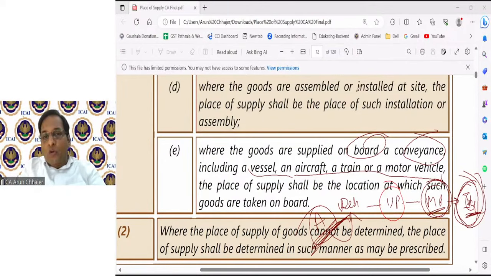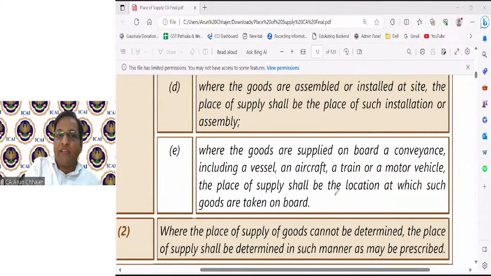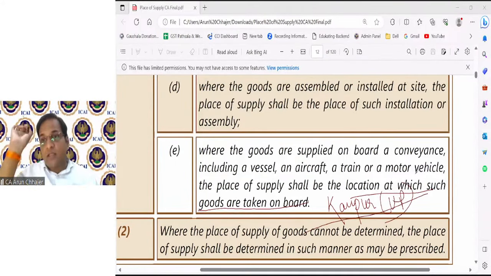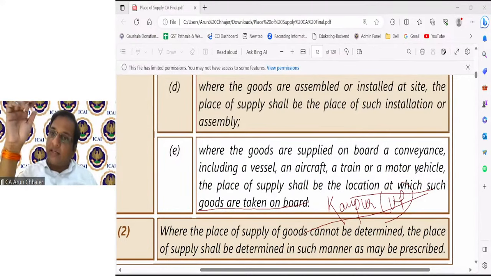So for the sale of goods by IRCTC to any passenger, whether purchasing at Delhi, UP or MP, irrespective of the location, the place of the supply is fixed. What is the place of the supply? The place at which the goods are taken on board. So for the entire journey, Kanpur, Uttar Pradesh would be the place of the supply, because the goods are being loaded in the train at Kanpur.